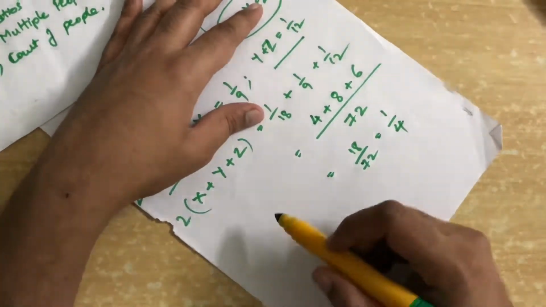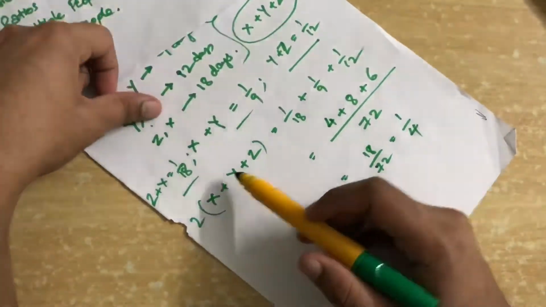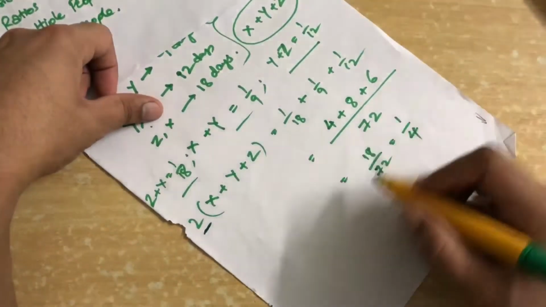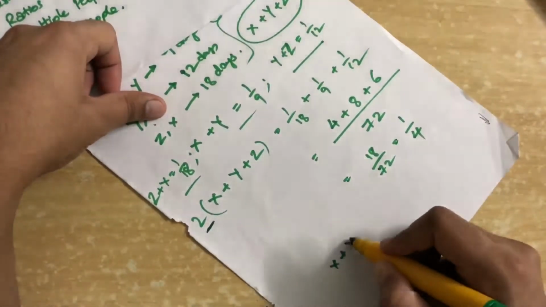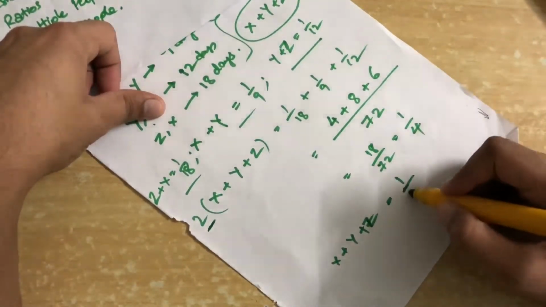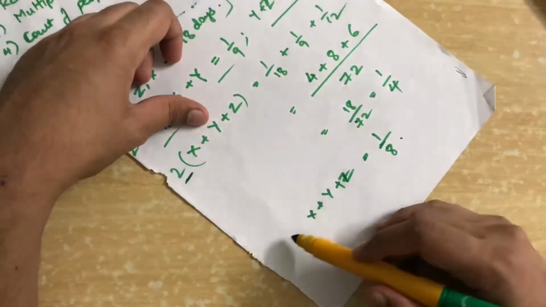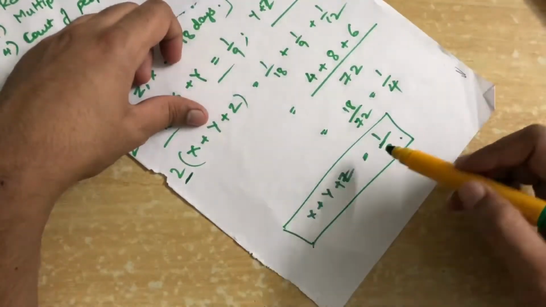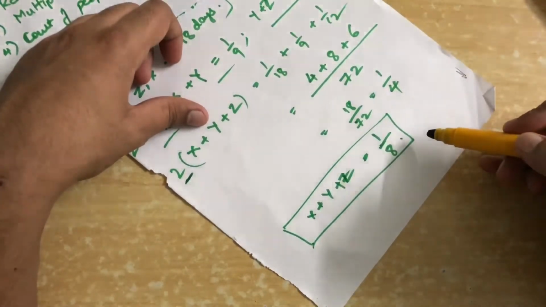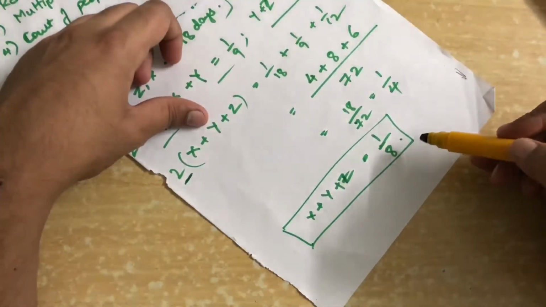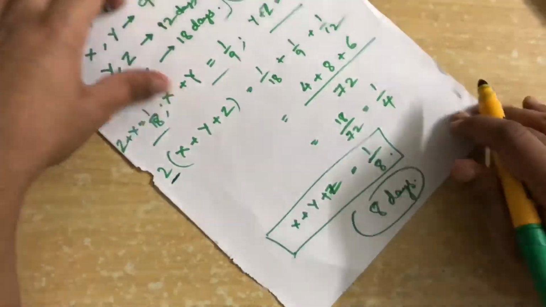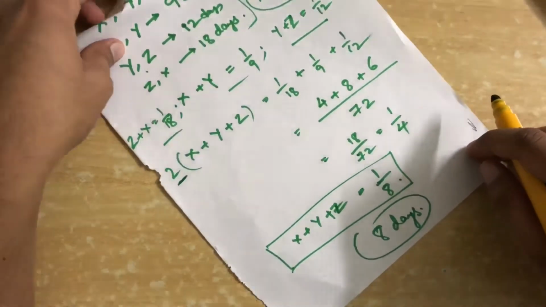Okay, so now this is twice, right? We just added them, so this is taken twice. So if this goes this side, I would have x plus y plus z is 1 by 8, right? So three of them, when they work together, they do 1 by 8 of that work each day. So they would take 8 days to complete the work together.